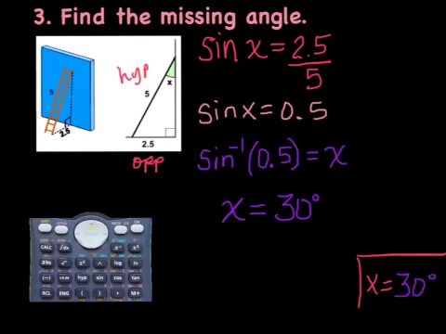Well, you know what that means? That means that we had a 30, 60, 90 triangle. And remember, the shortest side is across from 30. So if this is 2.5, the shortest side, then the hypotenuse is twice that size. So that's why it's 5, because 5 is twice the size of this. So 2.5 times 2 is 5. That worked out. That's pretty cool.